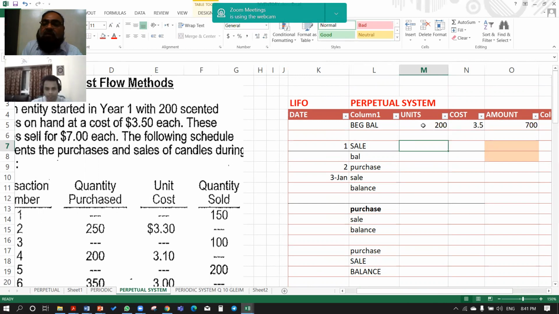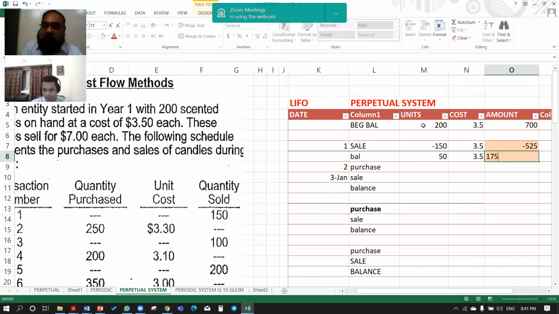Then we have a sale with the balance. 150 units sold. 150 into 3.5, and here it will be 525. Balance will be 50 units at 3.5, and it will be 175.